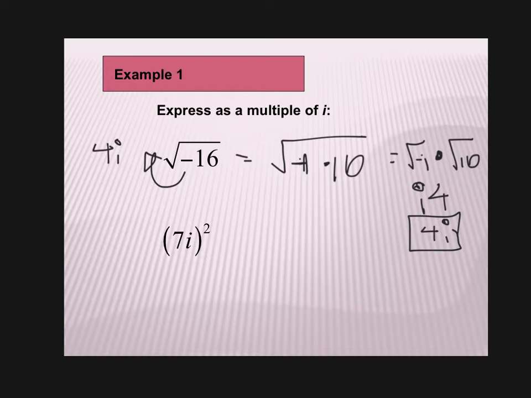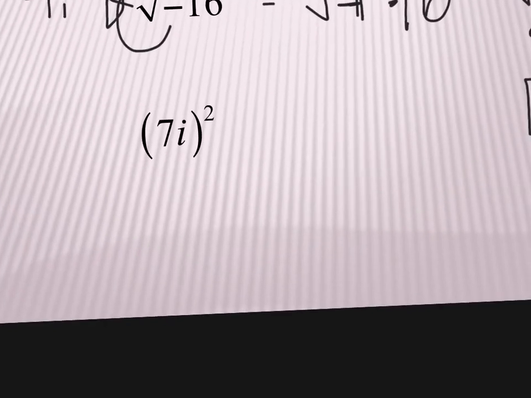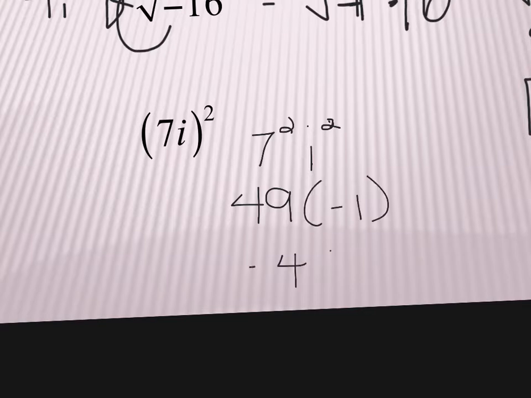And then the bottom is the reverse. Now we're taking something that says 7i and we're squaring it, which means you're squaring the 7 and you're squaring the i. So what's 7 squared? 49. And what's i squared? -1. So this is -49.